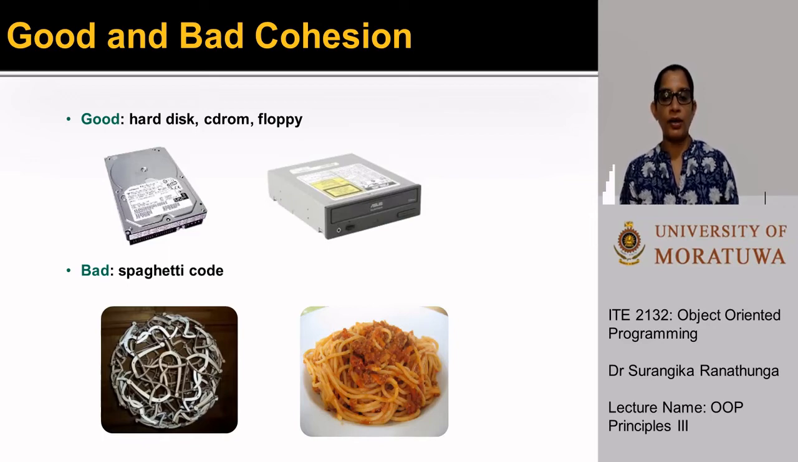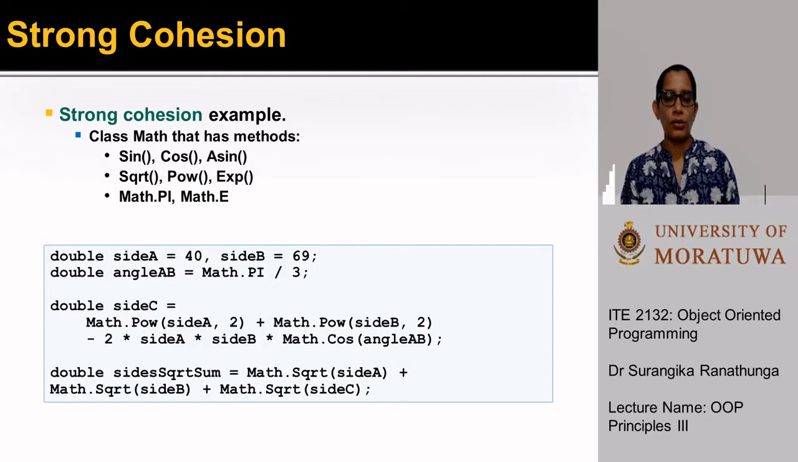If you have high cohesion, that means well-defined classes that do a well-defined set of functionalities, then it is very easy to change the code whenever needed. Consequently, it is very easy to maintain the code.